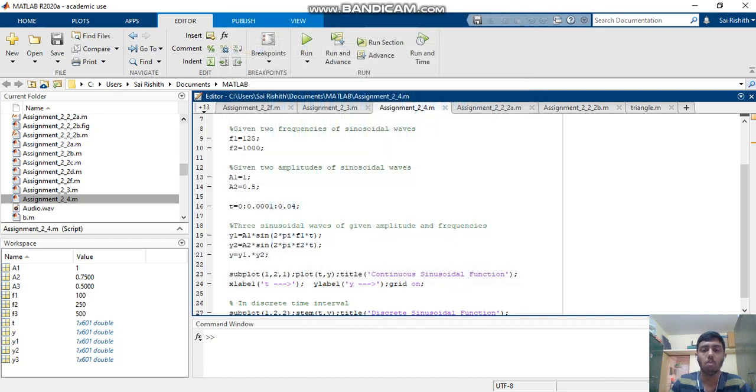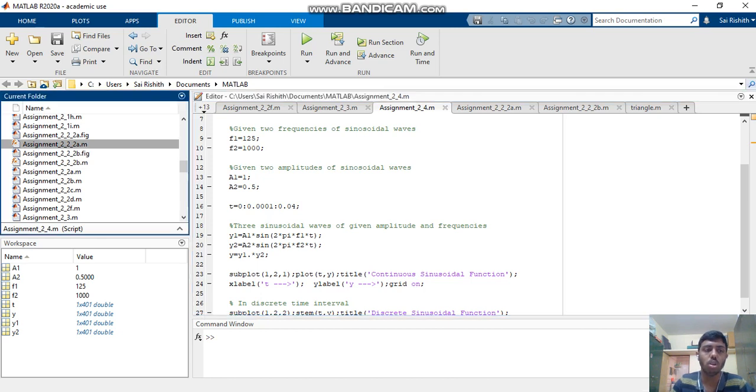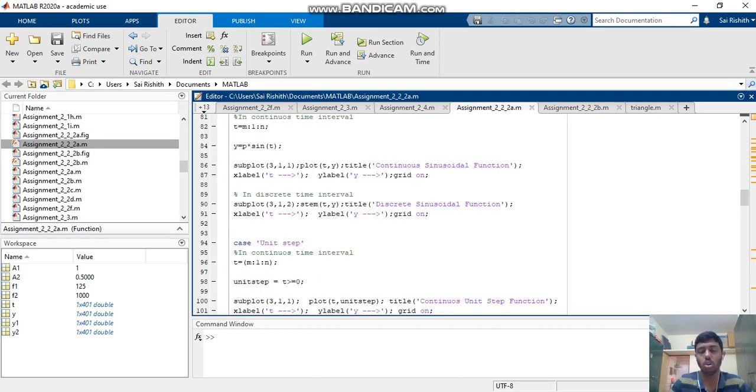Until now, actually, the values were fixed. Now if we want to give a value, we want to use a GUI. GUI means graphical user interface. Like you interact with the software and give your values, and it will give the result. So for the previous graphs, now I am giving the values.